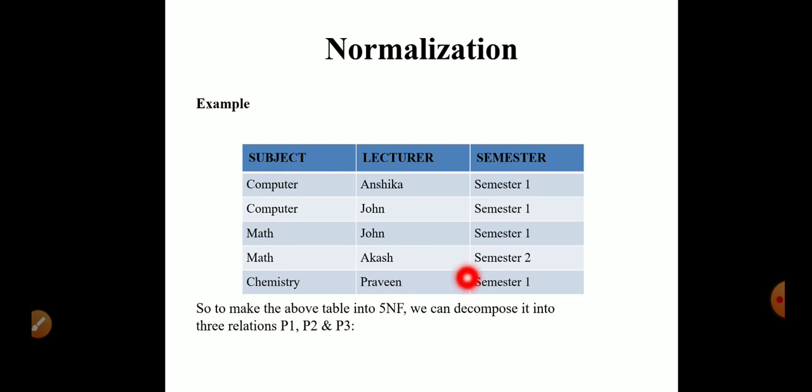Suppose we add a new semester, semester 3, but we don't know about the subject and who will be taking that subject, so we leave lecturer and subject as null. So to make the above table into 5NF, we can decompose it into 3 relations, that is P1, P2 and P3.